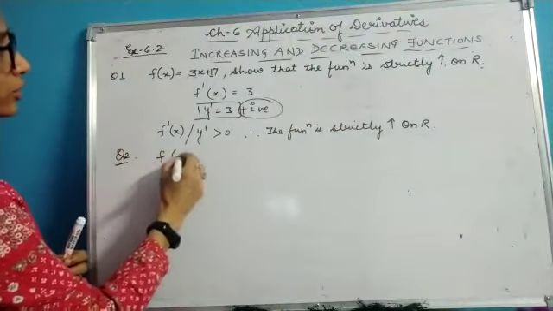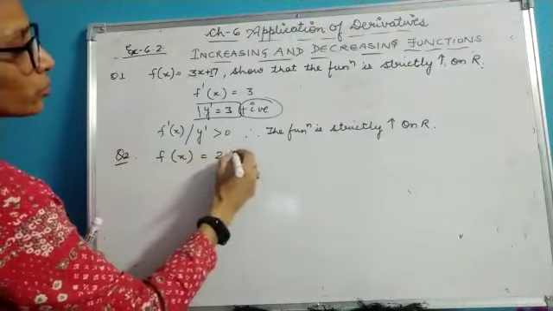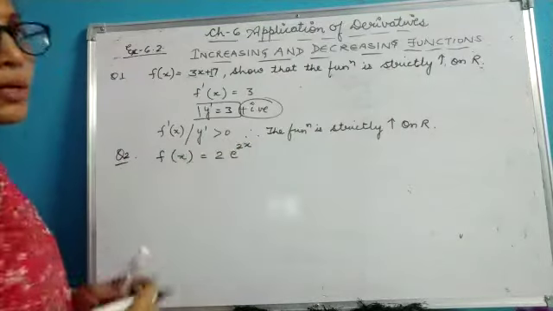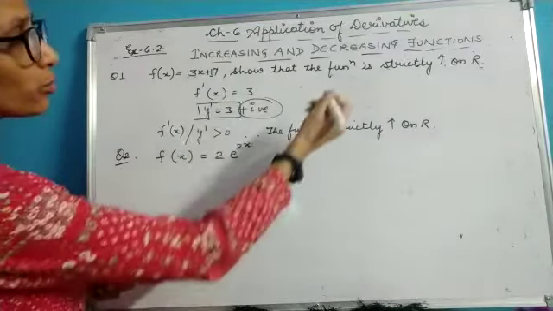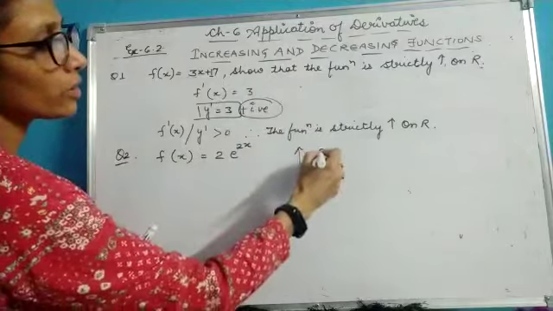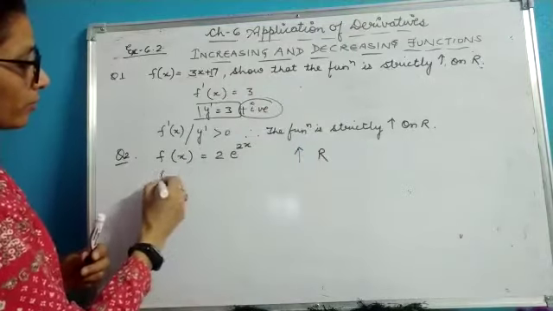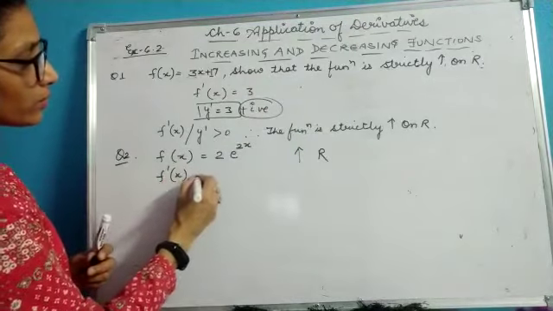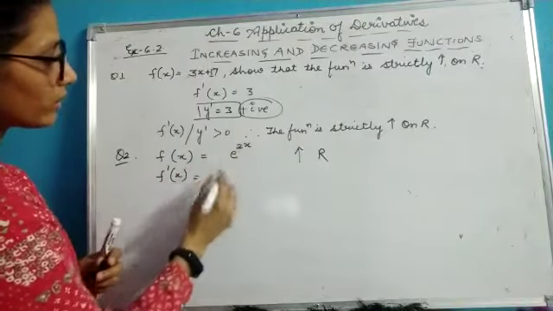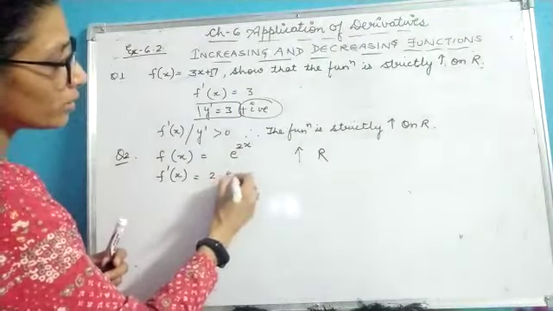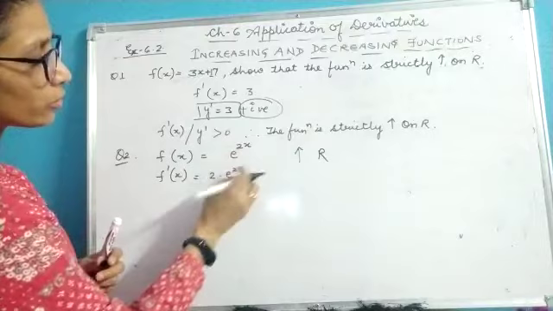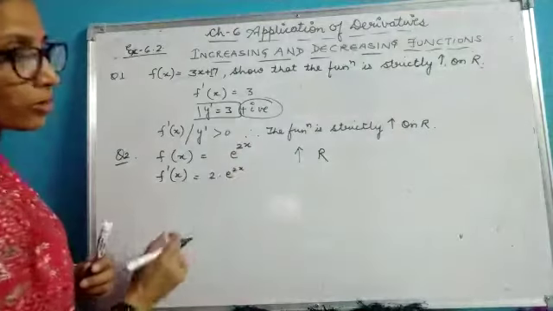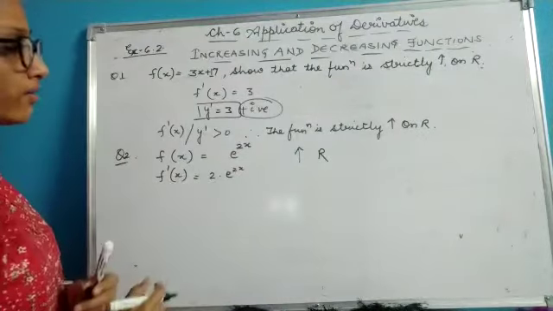If your function is given to you as 2 raised to power e raised to power 2x, and you need to show that it is strictly increasing on R, let's find f dash x. This will give you 2 into e raised to power 2x. Differentiation of e raised to power 2x is e raised to power 2x times the differentiation of 2x, which is 2. So this is your f dash x.